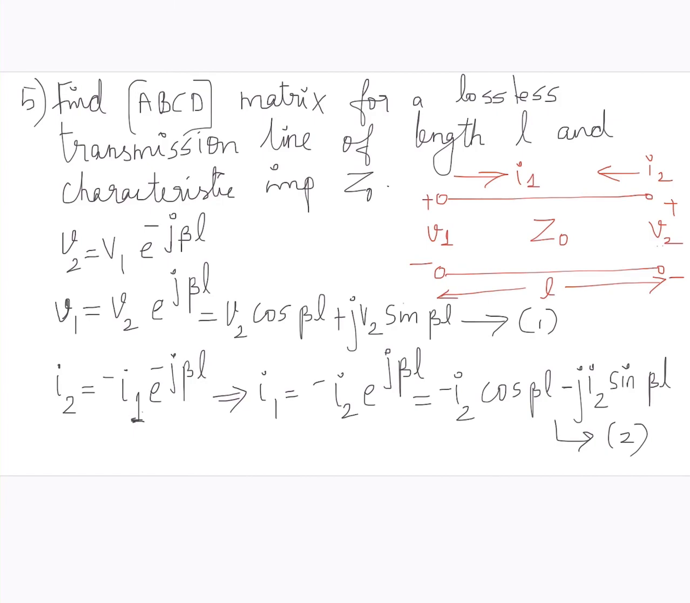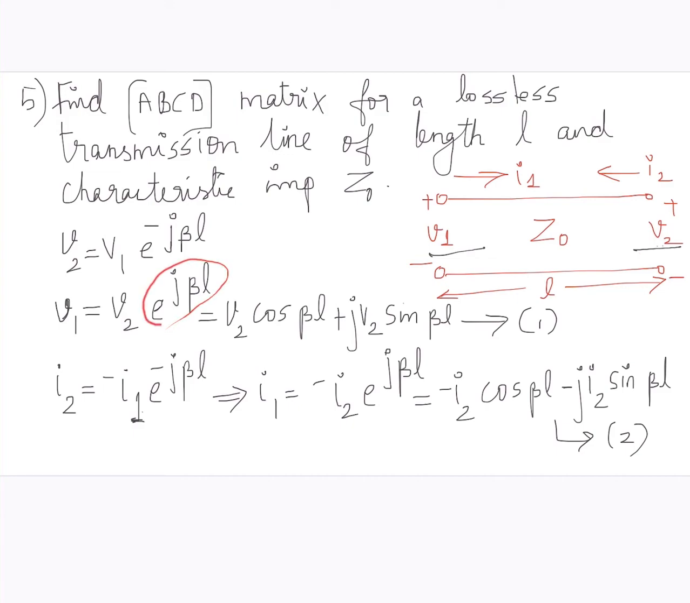Next problem: find the ABCD matrix for a lossless transmission line of length L and characteristic impedance Z0. So consider a lossless transmission line. Lossless transmission line means there is no impedance mismatch. Let the voltages be represented as V1 and V2 and the currents be I1 and I2, and the total length be L. So the general expression for V2 can be written as V1 into e raised to minus j beta L, and V1 can be written as V2 into e raised to j beta L.